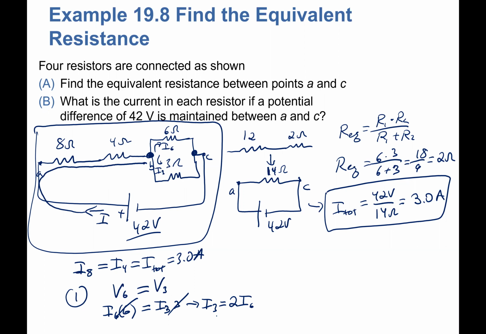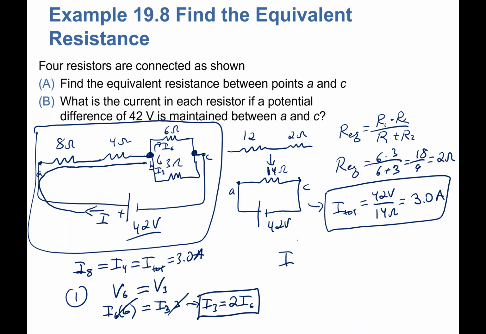That means the current through the 3 ohm resistor is double the current through the 6 ohm resistor, because most of the current goes through the least amount of resistance. All right, so I have I3 equals 2 times I6.